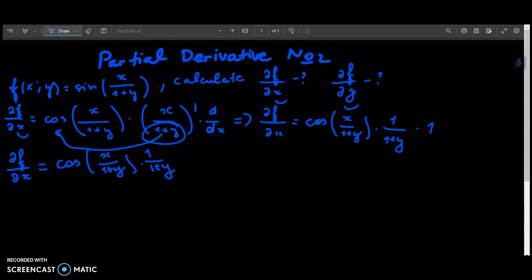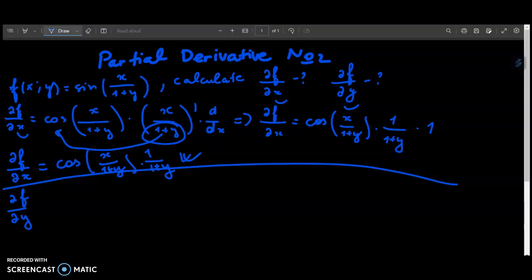So the first task we have done. Let's move to the second task. In the second task, we should find the derivative with respect to y, sorry. It's going to be delta f divided by delta y. So it's going to be equal to the derivative with respect to the sine. First of all, it means cosine of x over 1 plus y, and we multiply by the derivative of the inside of the bracket, x over 1 plus y, with respect to y.